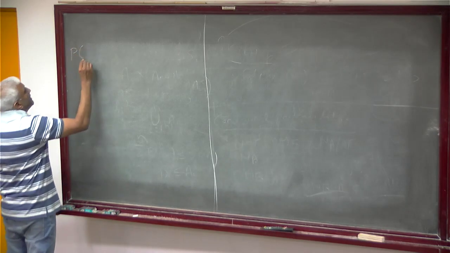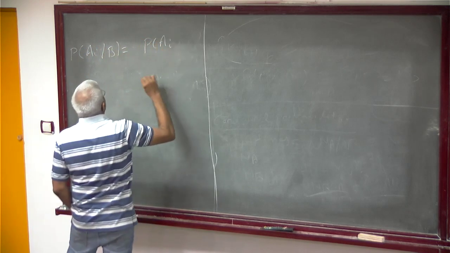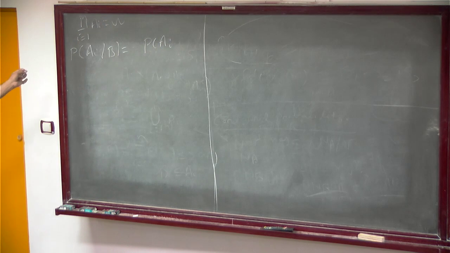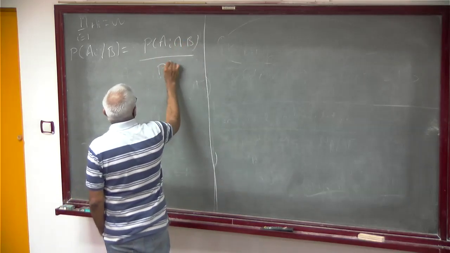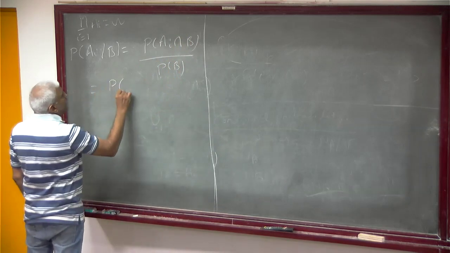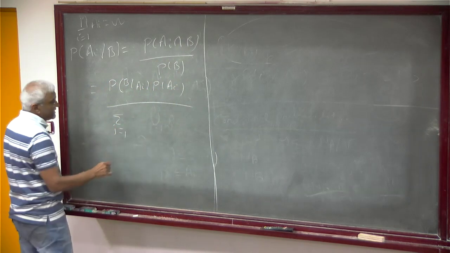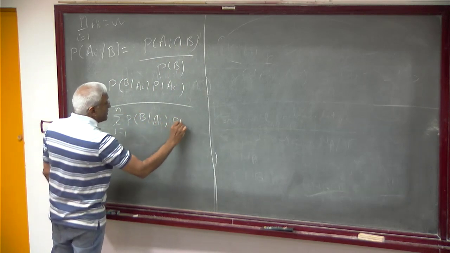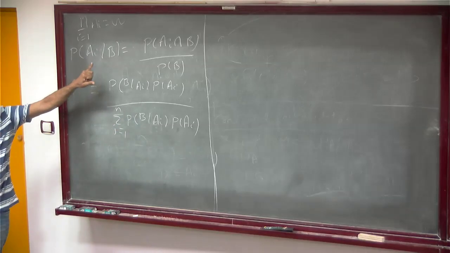So P of AI given B. If you have some mutually exclusive, exhaustive events AI, such that the AIs are disjoint and the union is omega, then P of AI given B is P of AI intersection B divided by P of B, which is equal to P of B given AI times P of AI, over the summation, using a different index J because AI is already used, J equal to 1 to N, of P of B given AJ times P of AJ. Suppose you know P of AI and P of B given AI, then we can compute P of AI given B.